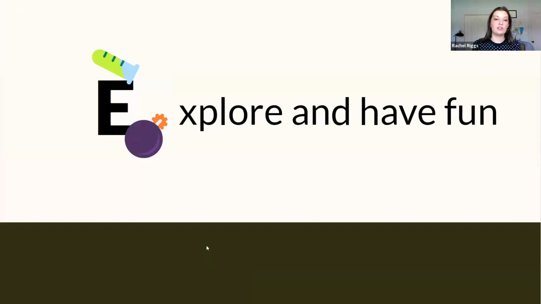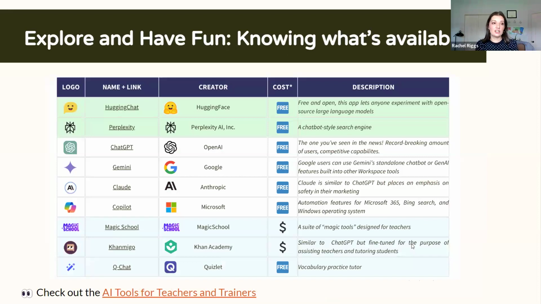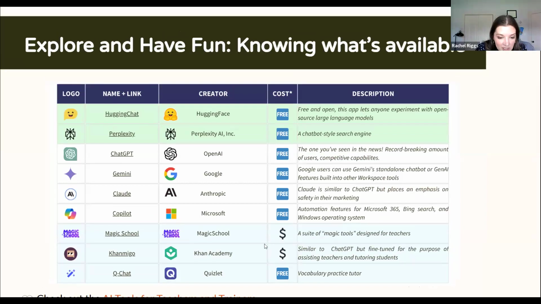So goals before tools is our first rule, starting with a goal and not starting with just the idea of using a new tool. Next is exploring and having fun. This is related to the idea of digital resilience and being empowered users of new technologies and adapting to new technologies. Part of that adaptation comes just from confidence and experimentation and trying things out. So that's why we encourage everyone to explore and have fun, because if you don't really know what the tools can do, you can't align them to your goals.